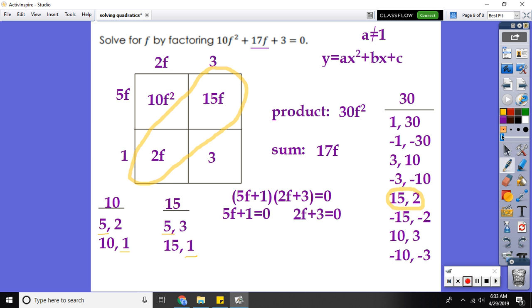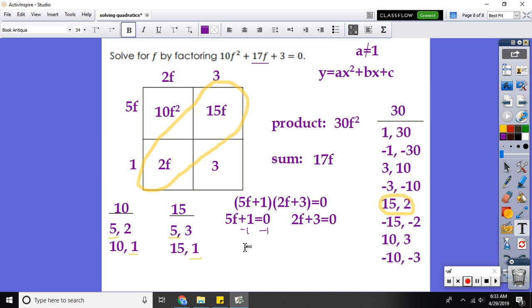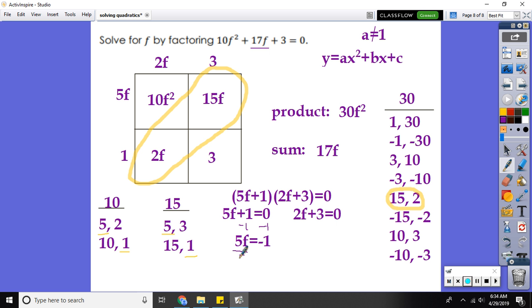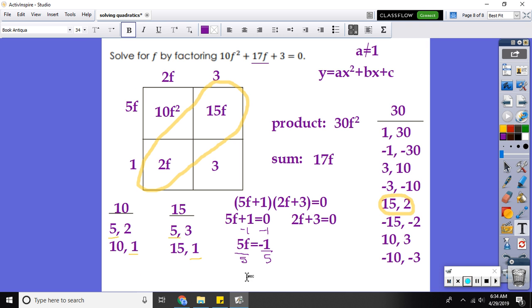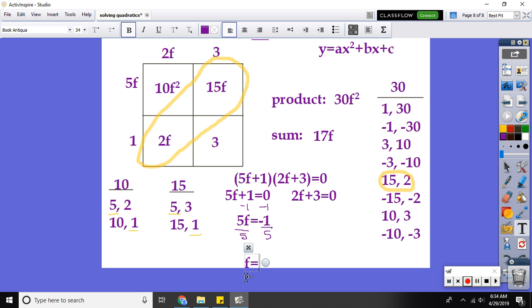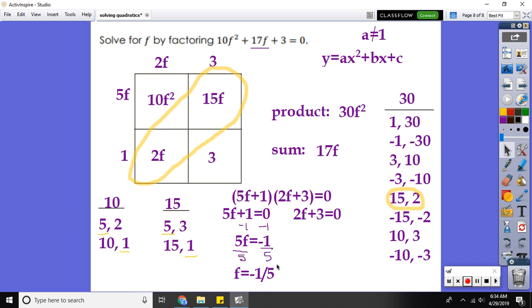So to solve this factor on the left, I would subtract 1, and I would get 5f equals negative 1. And it's 5 times f, so the inverse would be to divide by 5. The result is a decimal, so I'm just going to leave it as the fraction. f equals negative 1 over 5. That's perfectly fine to leave your answer that way.